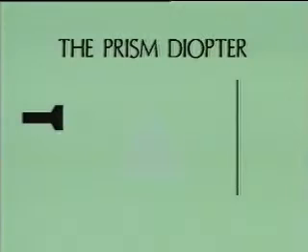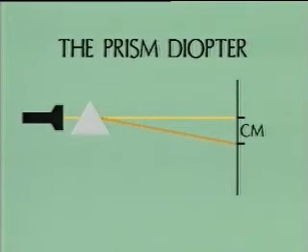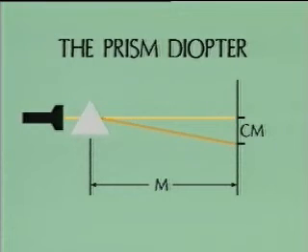For example, the normal path for a ray of light is a straight line. If we put a prism base down in front of the light source, the prism will deviate the light and force it to strike the object in a different place. The amount of deviation from the normal, in centimeters, over a given distance in meters, is a measure of the prism's power.